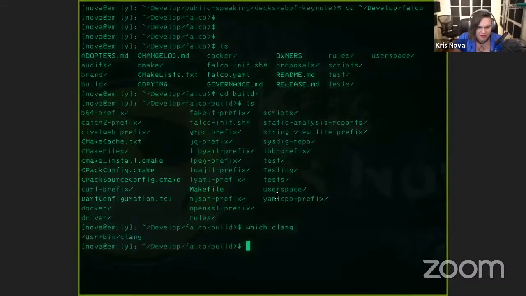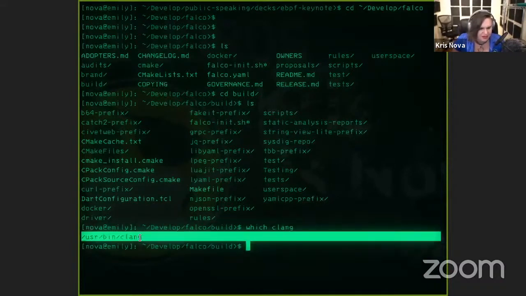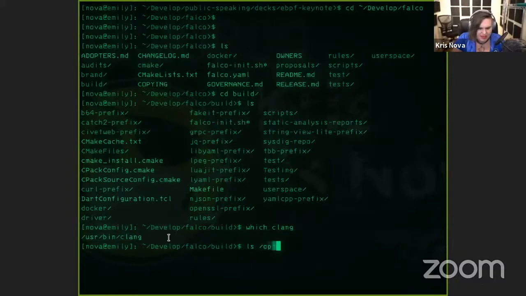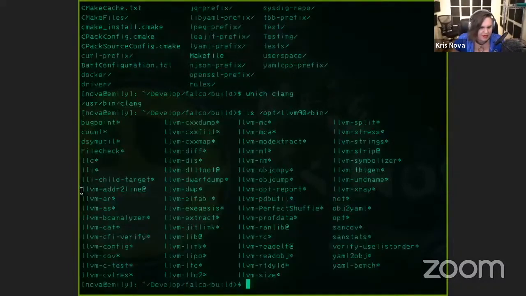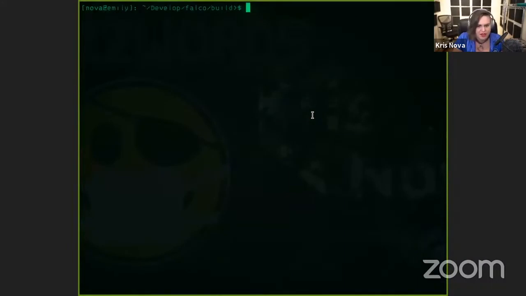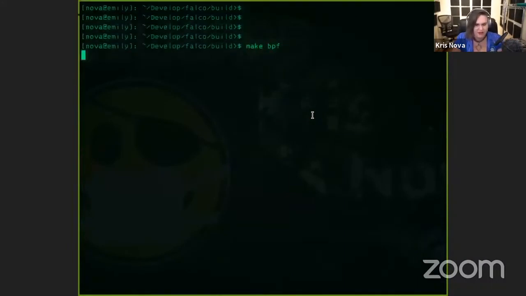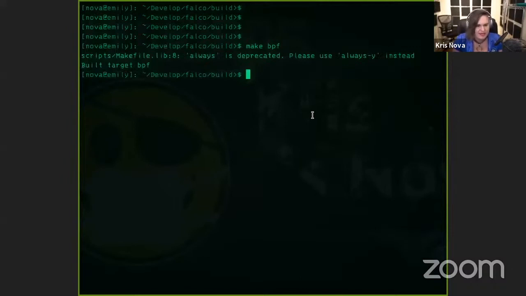And if I witch clang, you can see right now it's in /usr/bin/clang. And if I list /opt/llvm90, then you can see here we have a different clang in LLVM version 9.0. So we have both that we can use here. So let's really quick make the BPF using clang 10.0, and then let's make the kernel module as well.